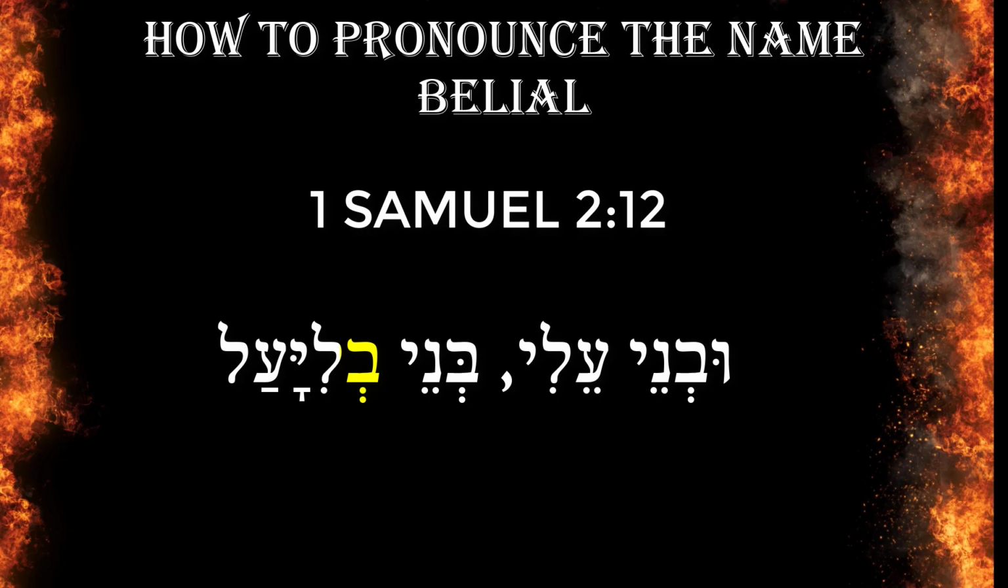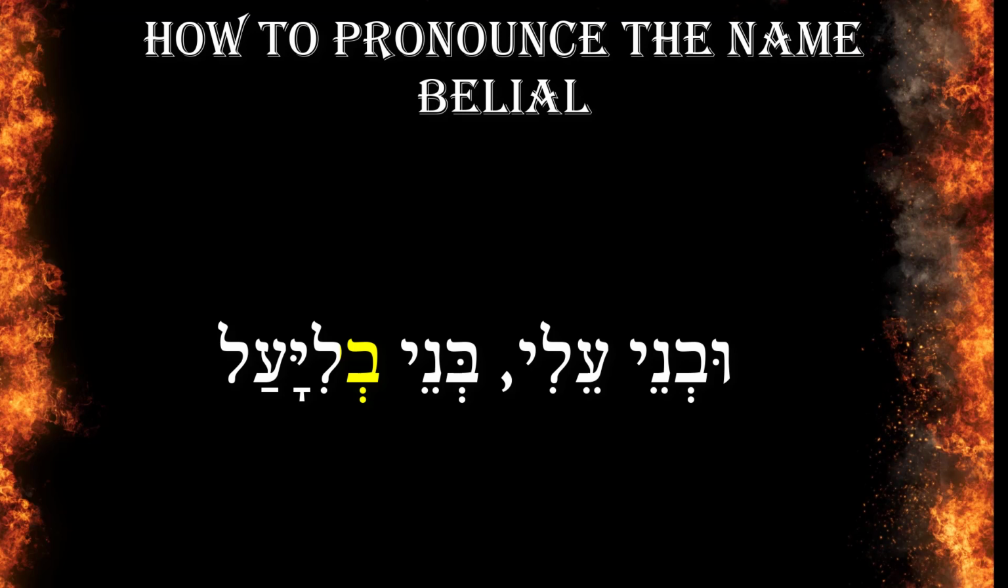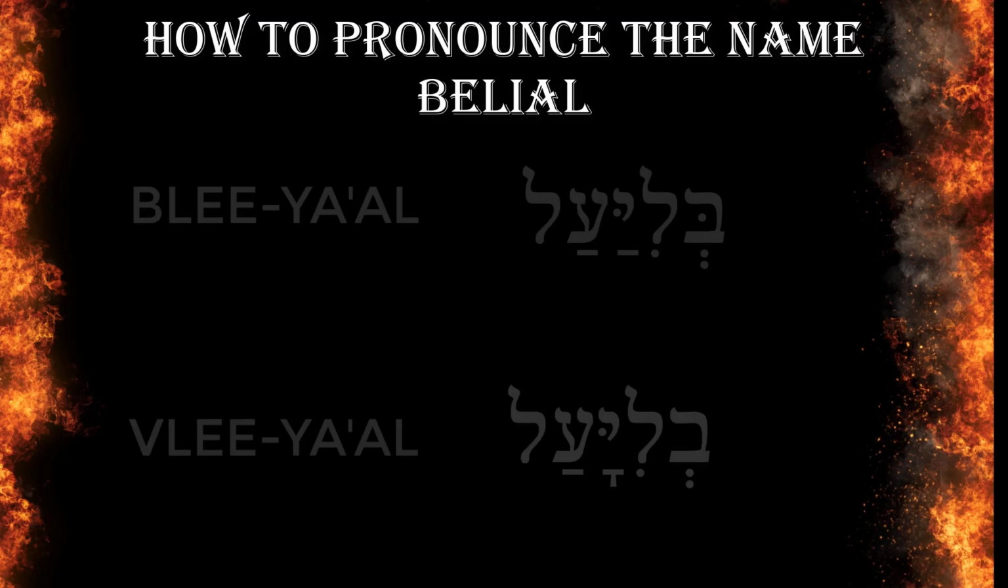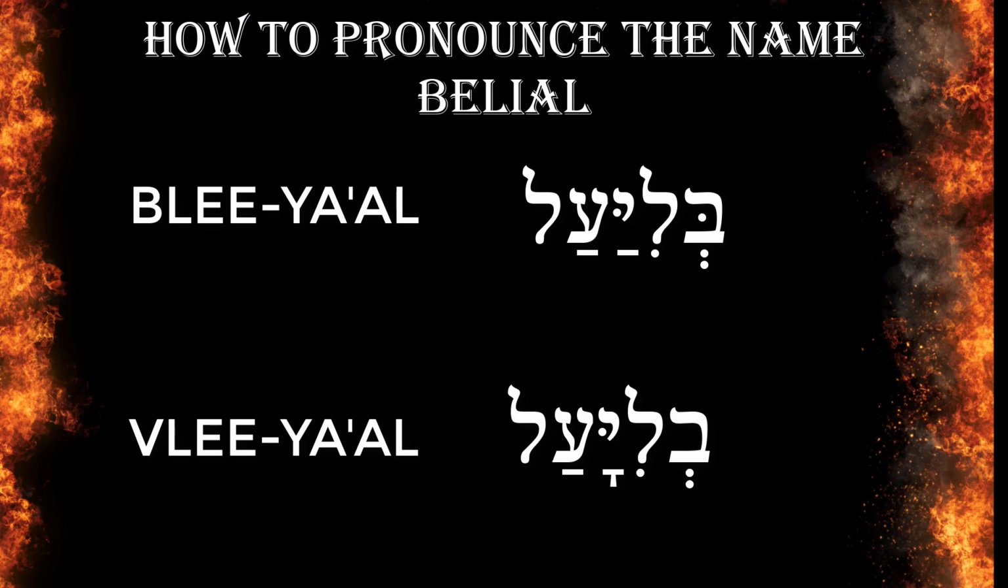Uvenei Eli bnei Belial, which means, now the sons of Eli were base or worthless men. Notice that the bet here does not have a dagesh, and therefore it's a V sound, and therefore it's Belial. As you can see, the word is pronounced with both a B and a V sound. Thus again, Belial and Belial are both correct.